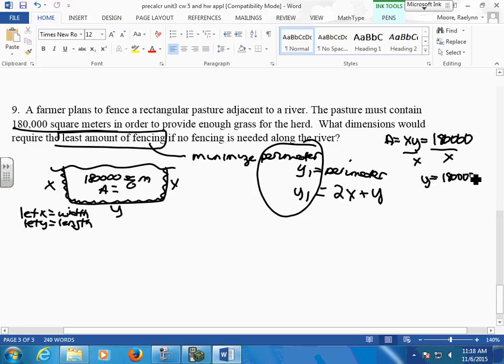Yes, because the river is there. I don't need to fence that part in. Normally on a rectangle, yes it is, Anisha, but this time the river is taking one of my sides away. I'm going to be nice and let them get water and wash themselves off and whatever. So now, I'm going to take this and I'm going to plug it into this Y.